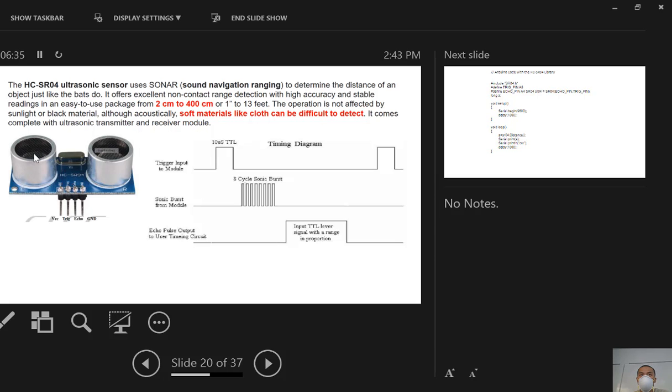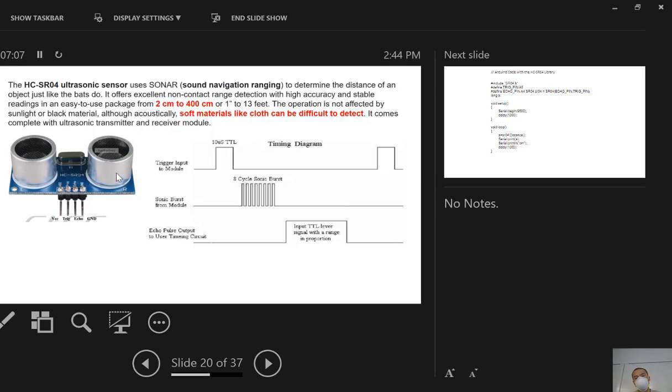So the transmitter will send that ultrasonic sound to the front, and then it's going to be reflected by the object in front, and then received at the receiver. Because the speed of sound is not really fast, like 343 meters per second, a computer can run way faster than that.